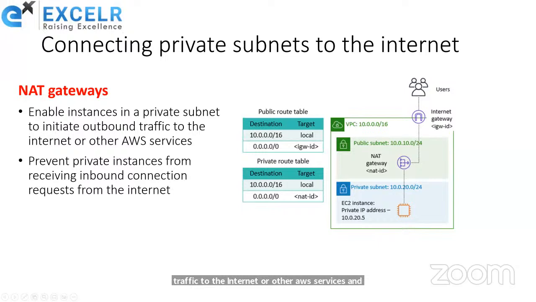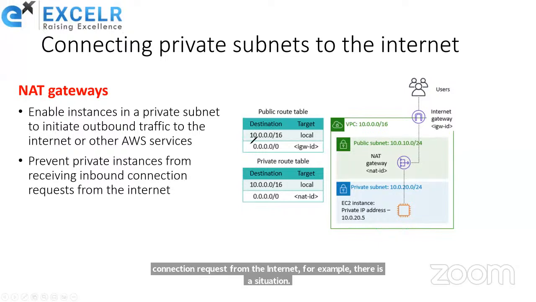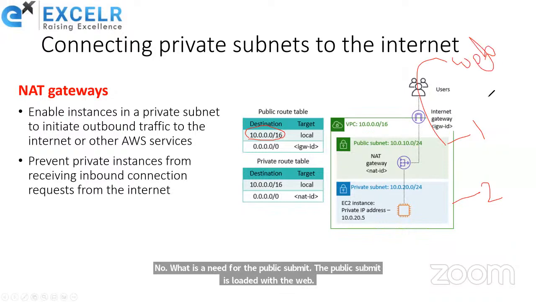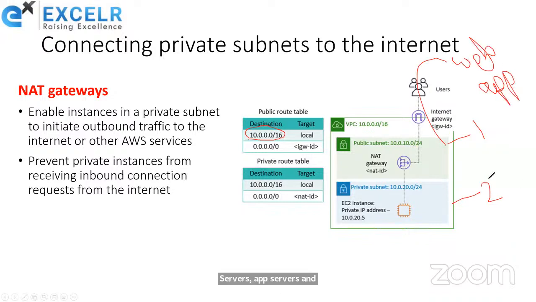For example, there is a situation. I have created a VPC with this particular main VPC. And this is the public subnet, and this is a private subnet. So what happens? This public subnet has access to the internet. Now, what is the need for the public subnet? The public subnet is loaded with web servers and application servers, right? These are web and app servers.